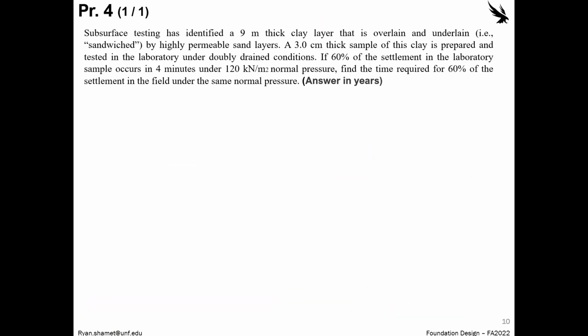All right, last one. So last one here, we said that the subsurface testing has identified a 9-meter thick clay layer that is overlain and underlain, aka sandwiched, by a highly permeable sand layer. So that means there are 2 drainage paths. So H_dr is equal to H divided by 2.